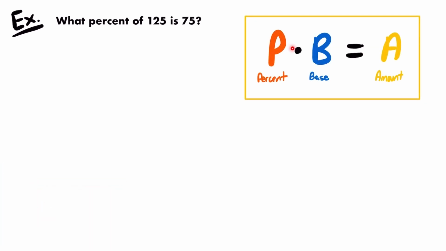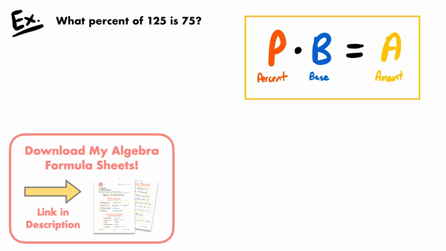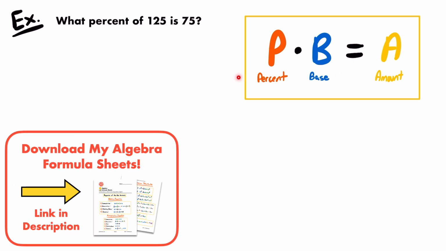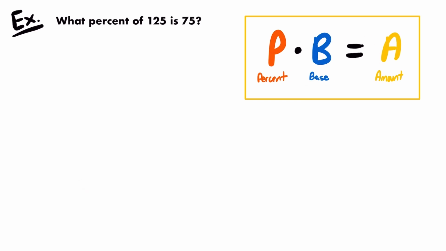It says that P times B is equal to A, where P represents a percent, B represents the base, or the whole number in the scenario, and A represents the resulting amount, or the part of the whole. That part is a fraction or percentage of the whole or the base. And so what we want to do here is translate this sentence into an equation of this form. And so to do that, we need to identify the different parts of this equation within our sentence.